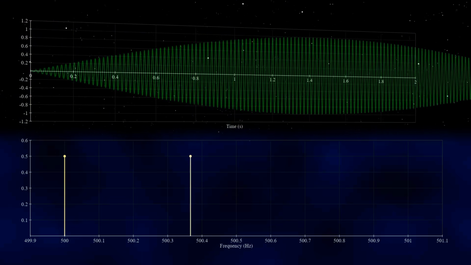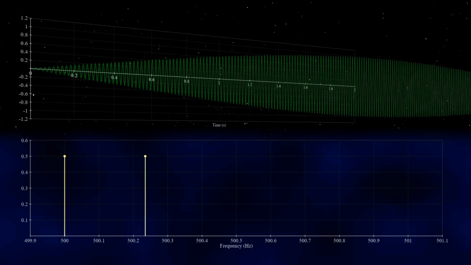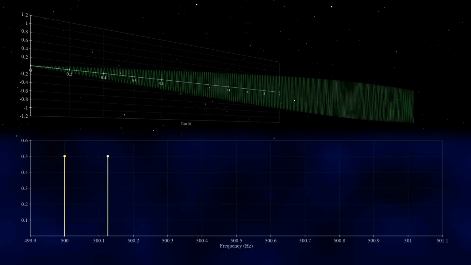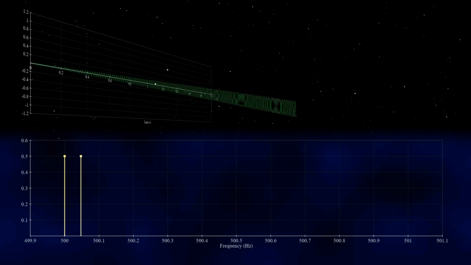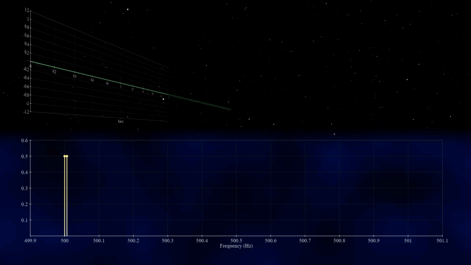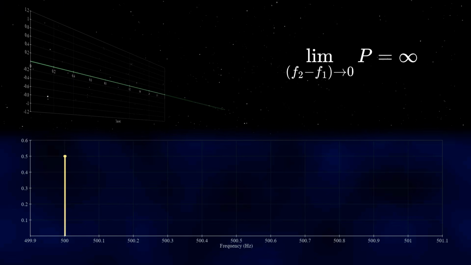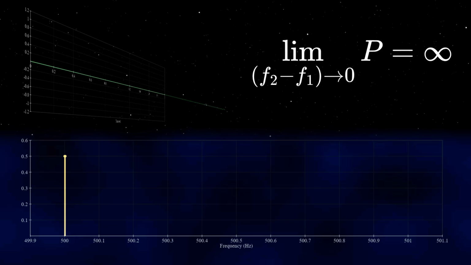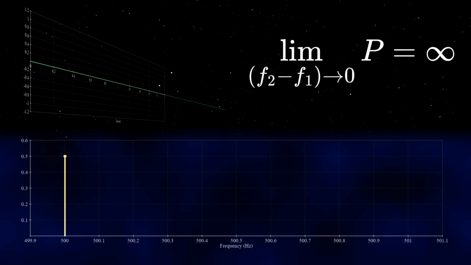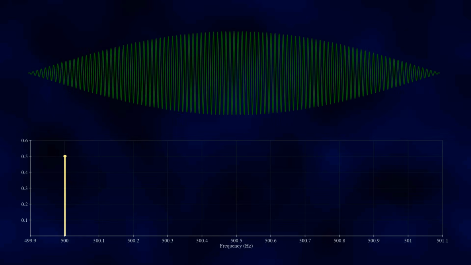Therefore, if we add together a 500 Hz sinusoid and a 500 plus some infinitesimally small bit of a Hertz sinusoid, we can create a signal that would fade in slowly at the beginning of time, reach a peak at time equals 0, and fade out again by the end of time. We have just made a non-repeating signal out of two repeating sinusoids.